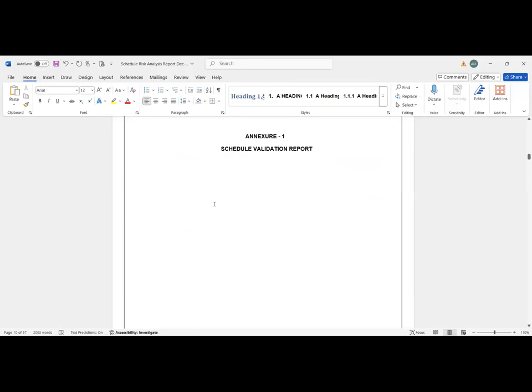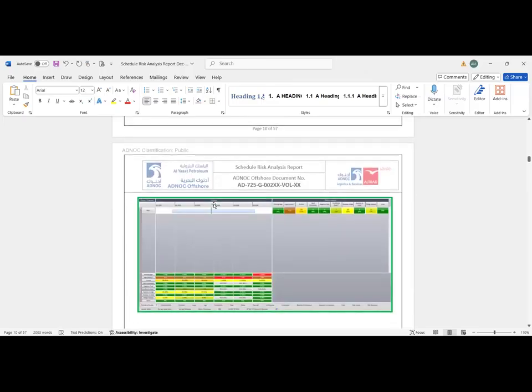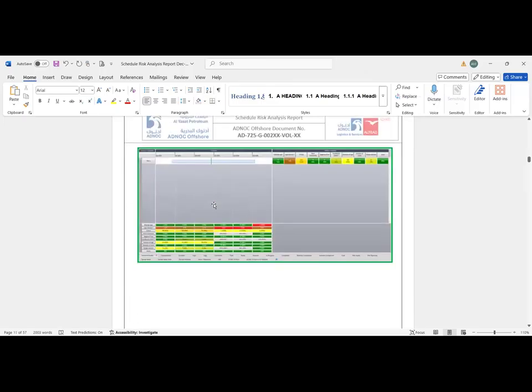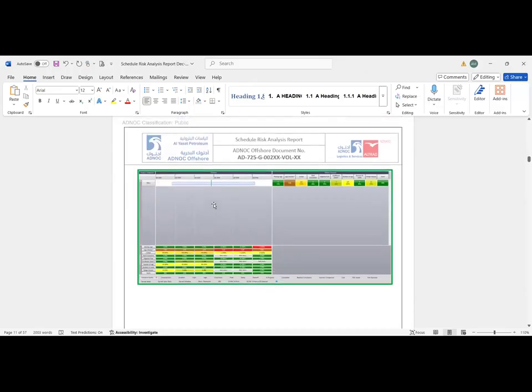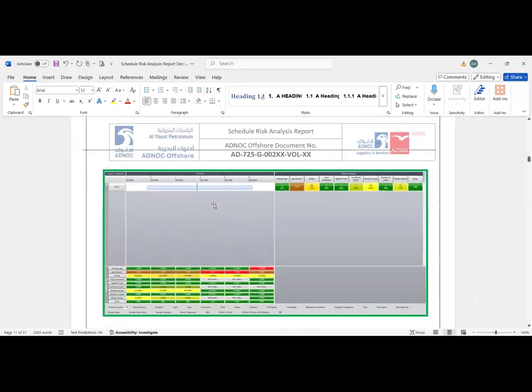My project right now is in progress. So this is the risk analysis report for my project. What we do is it's prepared in Deltek document. First of all, we import our P6 XER file in the Deltek document.